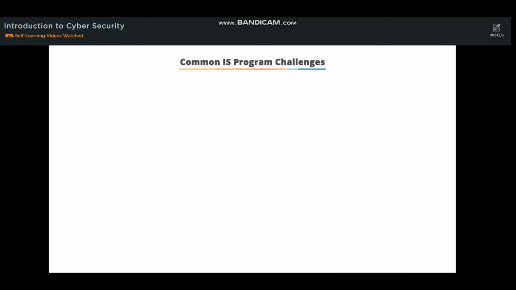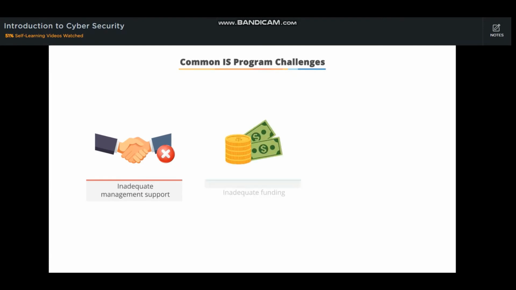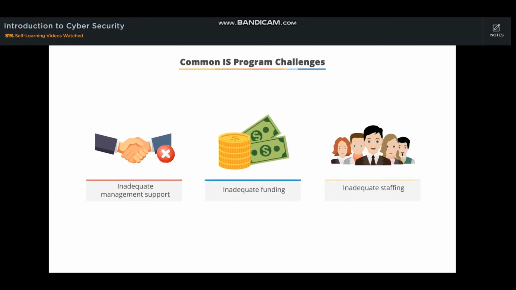Common information security program challenges: inadequate management support, inadequate funding, inadequate staffing.